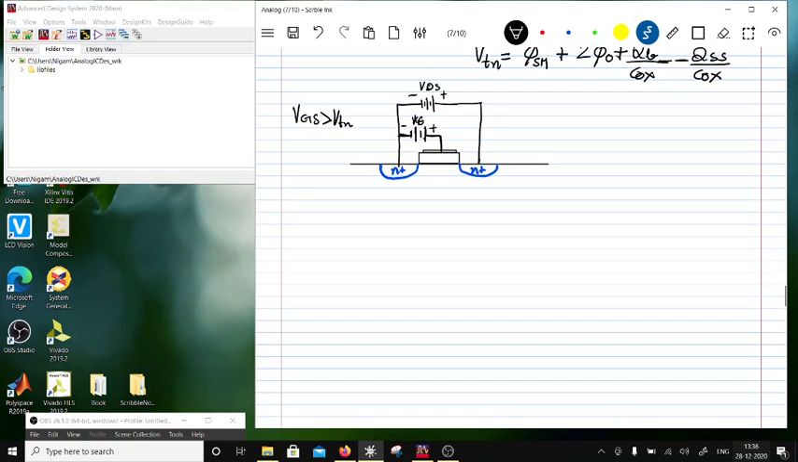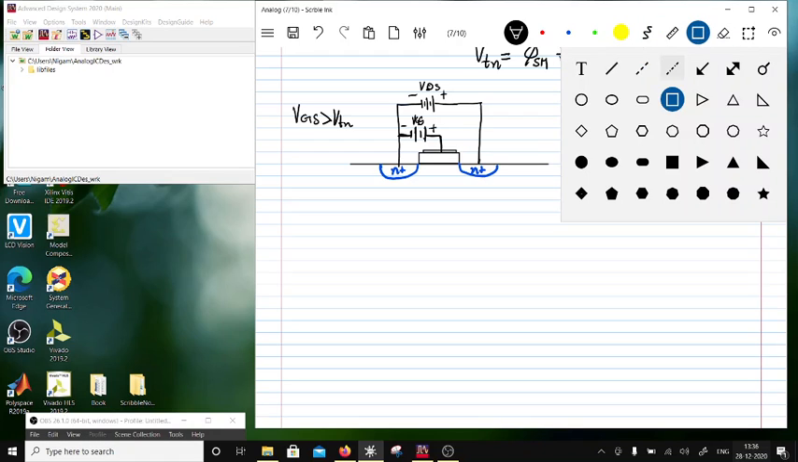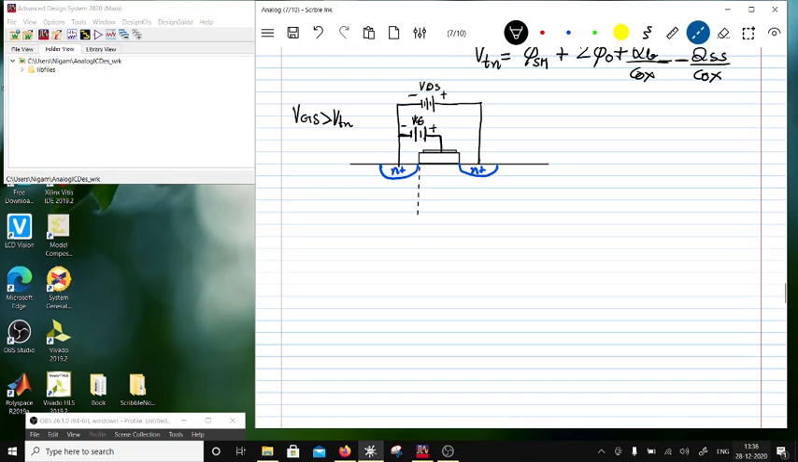Now let me give some dimensions to this. Let's say that this is y equal to 0 and this here is y equal to L. So I have an axis, and on this axis I have y, with y equal to 0 over here and y equal to L over here.